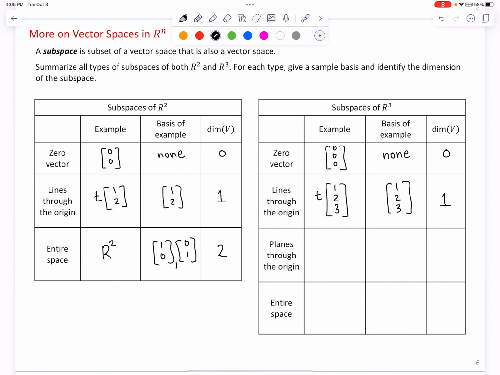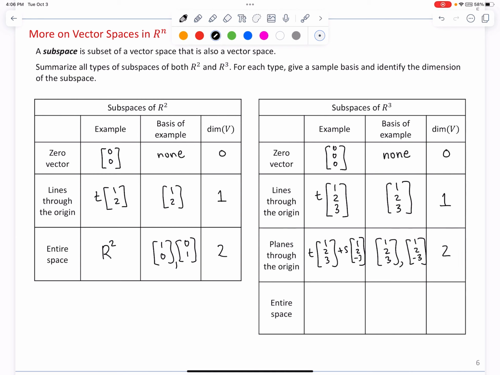Now, planes through the origin, if you recall, had two direction vectors. So we could do t times (1, 2, 3), and then plus s times a second vector, which I pick has to be independent of the first vector. We don't want them to be collinear, otherwise their span will just be a line again. So let's pick (1, 2, -3). So these two vectors are not multiples of each other, so they are independent, and they alone will serve as a basis. Of course, you can pick any two vectors that are on this plane, as long as those two vectors are not multiples of each other, and use those two vectors as the basis. And the dimension here will be 2, because we have two vectors in the basis.